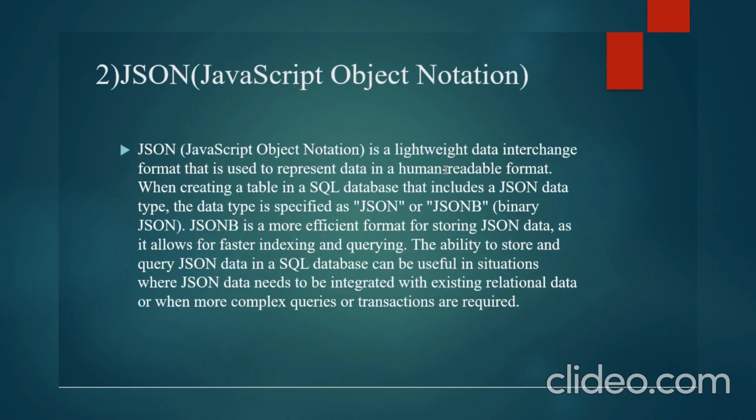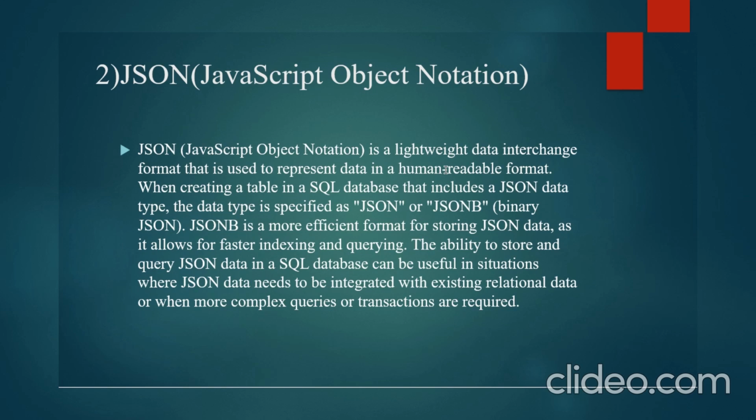Now let's see the second data type, JSON. JSON stands for JavaScript Object Notation. JSON is a lightweight data interchange format that is used to represent data in a human readable format. When creating a table in a SQL database that includes a JSON data type, the data type is specified as JSON or JSONB, binary JSON. JSONB is a more efficient form for storing JSON data as it allows for faster indexing and querying. The ability to store and query JSON data in SQL can be used in situations where JSON data needs to be integrated with existing relational data or when complex queries or transactions are needed.